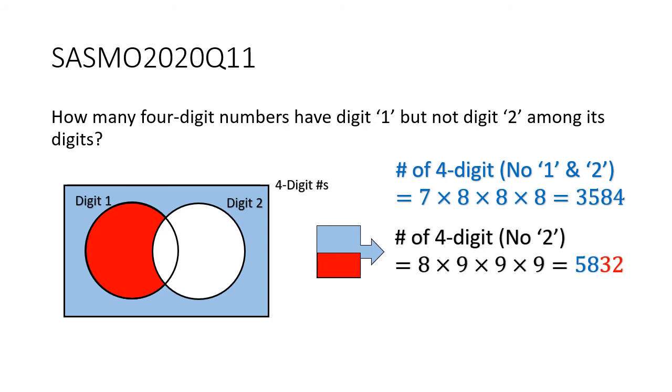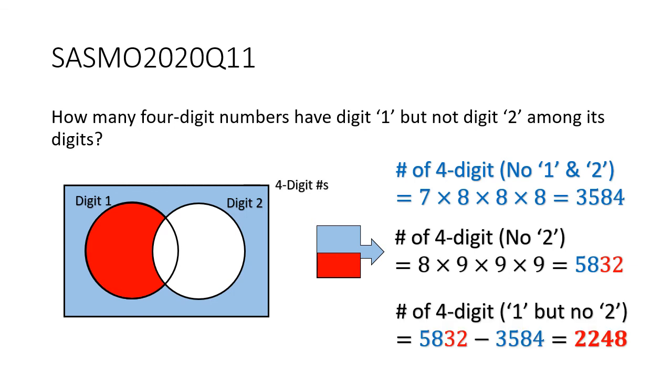Next, we can count the number of numbers that do not contain the digit 2 in it. So this would be represented by the blue area plus the red area. In total, that would be 8 times 9 times 9 times 9. That is because the first digit cannot be 0 or 2, and the last 3 digits cannot contain the digit 2. So altogether, that would be 5,832.